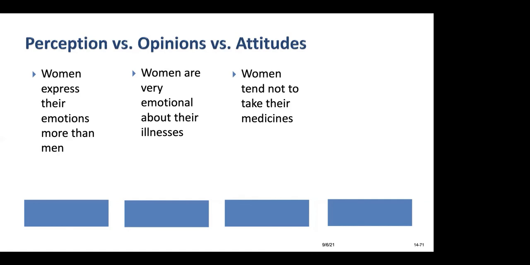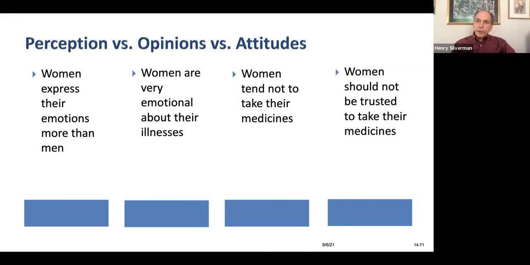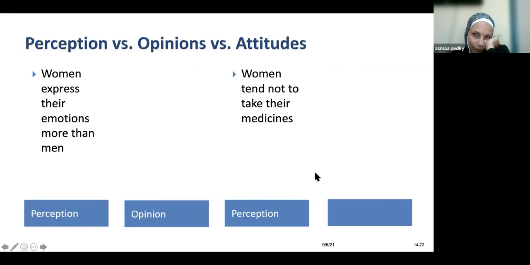But why? How are we distinguishing in this case between perception and opinion? Well, it's difficult. I think when push comes to shove, I would say it's more like a perception than an opinion. And so here's the last question. Women should not be trusted to take their medicines. Attitude. Right.